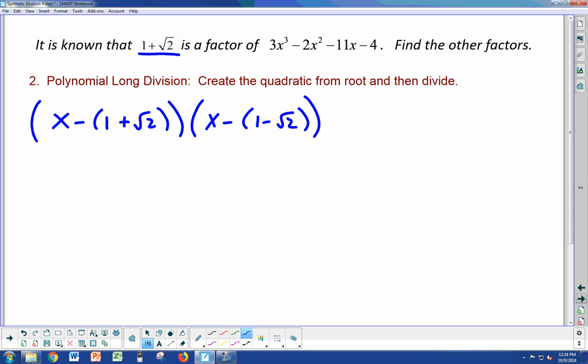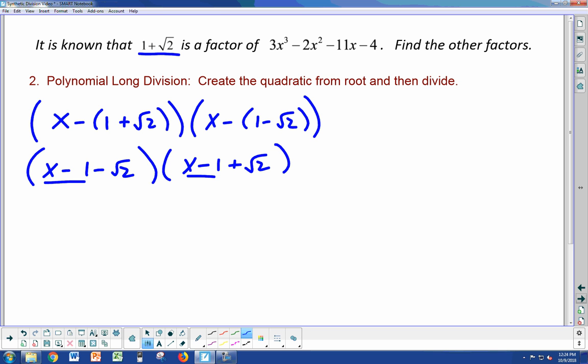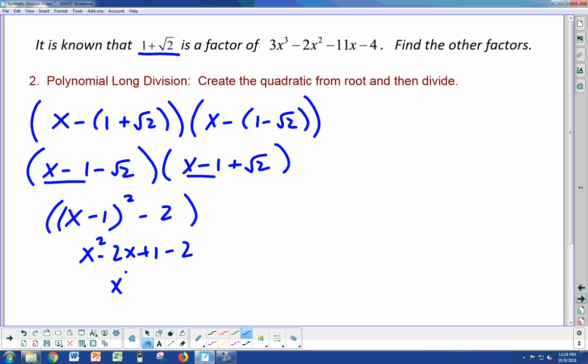But in this case, I'm going to multiply all this out. And as you recall from class, we like to do this. Distribute that negative, and then distribute this negative, and then go ahead and multiply using this first term as the entire first term of what's going to be a difference of squares. So x minus 1 squared minus 2. And so we get x squared minus 2x plus 1 minus 2, or x squared minus 2x minus 1. Now what is that? That's the quadratic that we can now divide using long division.